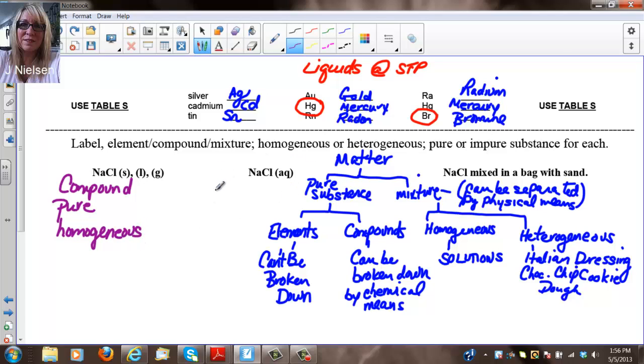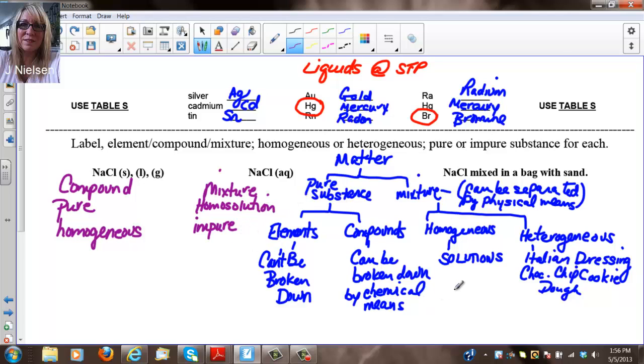NaCl aqueous is a mixture because it's aqueous, and it's homogeneous because it is a solution, and all solutions are homogeneous, and it is impure because it is mixed with water. The only things that are pure are elements and compounds. The only things that are pure, see pure substance, are elements and compounds.